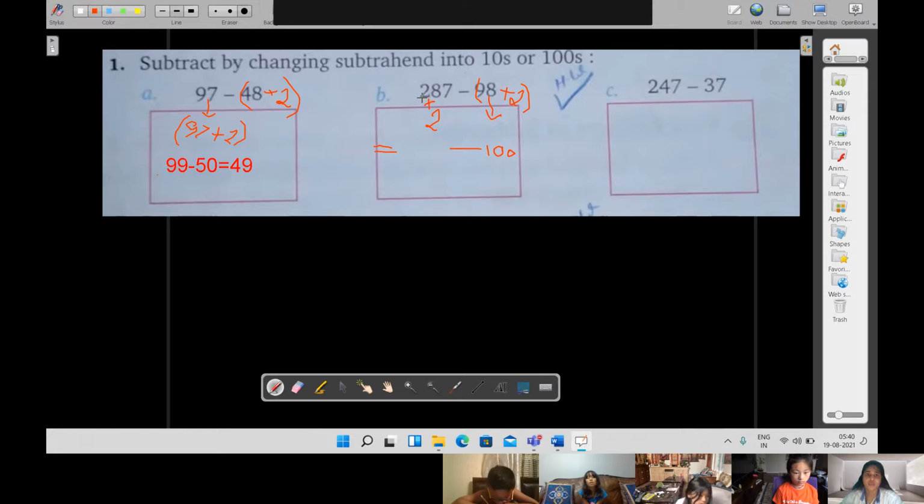Now you have 287. If you add 2, it becomes what? 289. Okay, it becomes 289. So now we can subtract. If you subtract 100 from the 289, it becomes what? 189. Yes, it becomes 189.